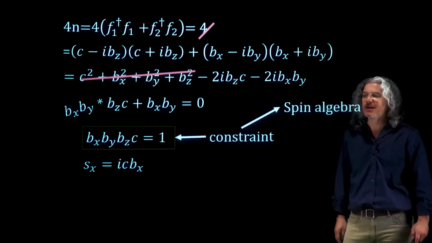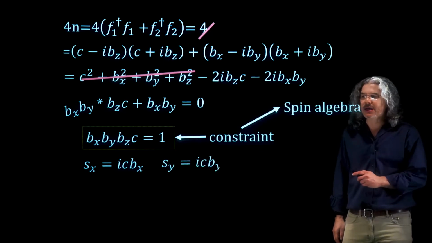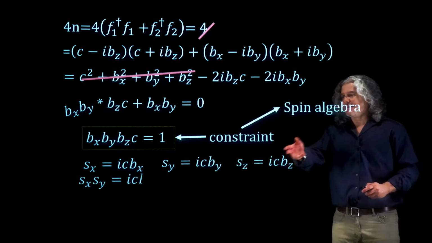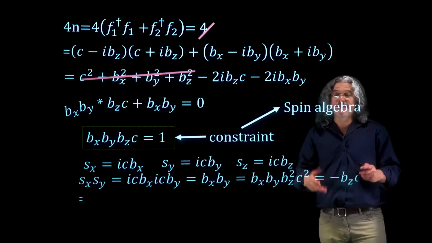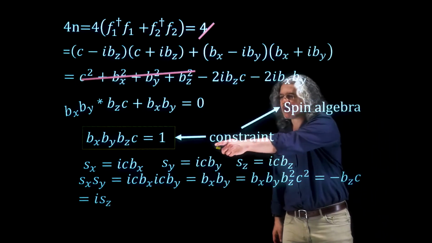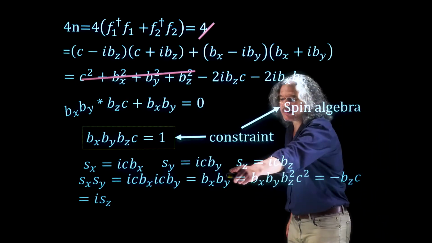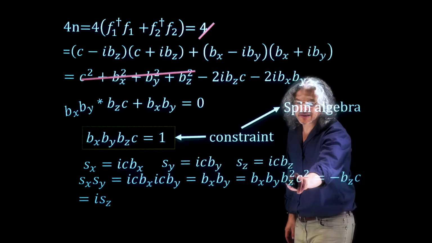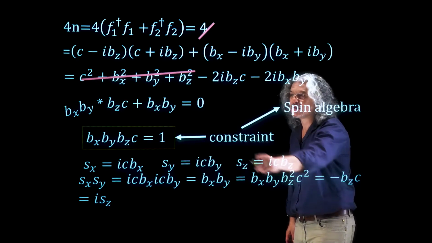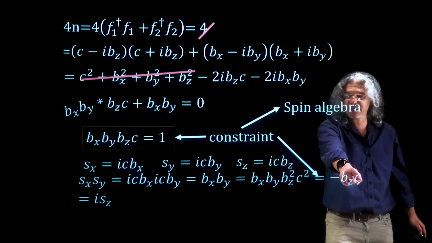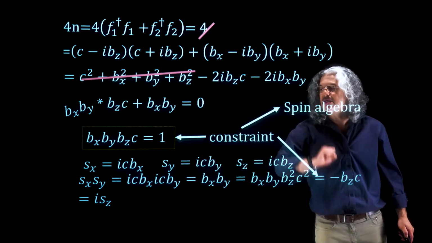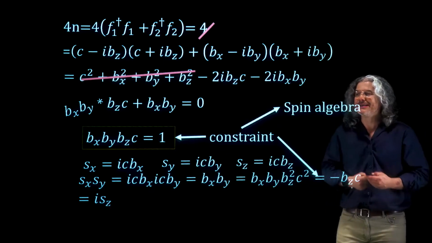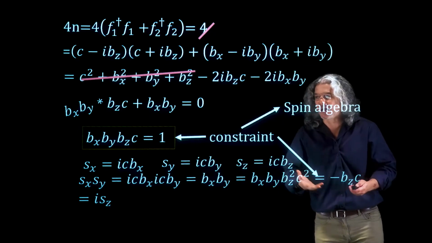If I define Sx to be equal to i C Bx, Sy to be i C By, Sz to be i C Bz, then these operators will obey the spin algebra. So I just multiply Sx times Sy, and the important thing in this stage is I multiply by Bz squared, which is 1, C squared, which is 1, and now I can exchange the position of Bz and C here. Using the constraint, we got this minus Bz C, and then using the definition of Sz, we get this i Sz. So by introducing this charging energy, we had this constraint, and we get this spin algebra.